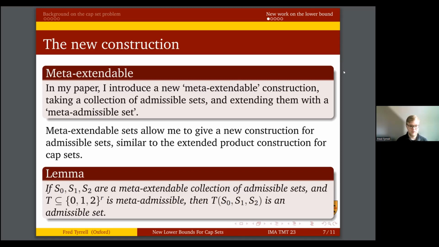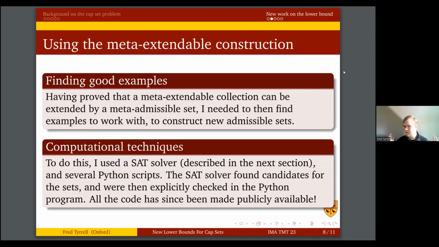This is all well and good, but saying I've got a new construction is fine, I need to have some ingredients to put into my new construction, right? In particular, I want to find some new admissible sets, and some new objects to put in to construct my big cap sets. And this is where the computational techniques come in. So I use what's called a SAT solver, which I'll talk about in just a second, and lots of Python.